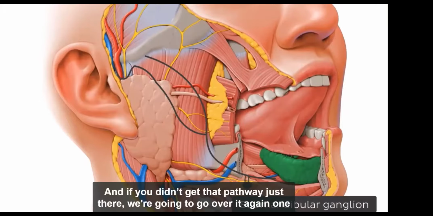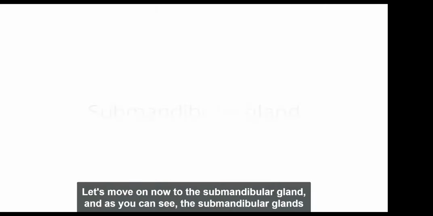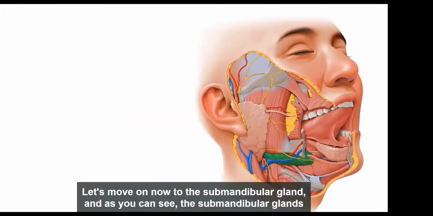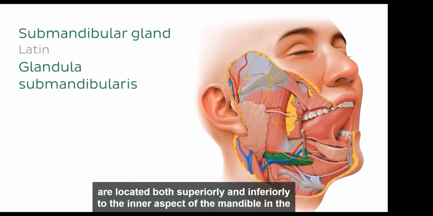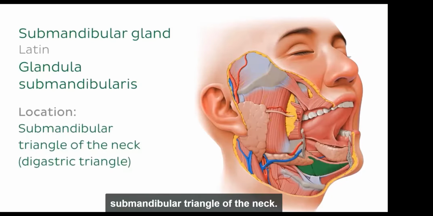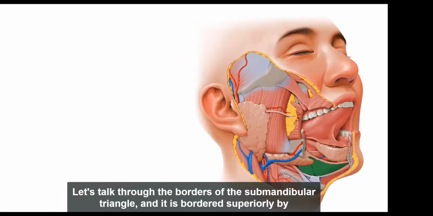And if you didn't get that pathway just then, we're going to go over it again one more time a little bit later in the tutorial, so don't despair. Let's move on now to the submandibular gland, and as you can see, the submandibular glands are located both superiorly and inferiorly to the inner aspect of the mandible in the submandibular triangle of the neck. The submandibular triangle of the neck is sometimes called the digastric triangle. Let's talk through the borders of this submandibular triangle.